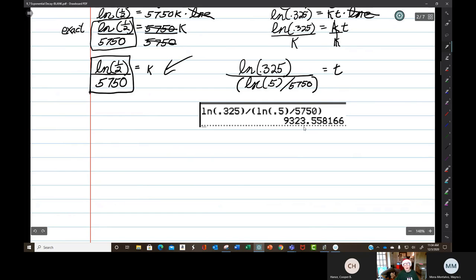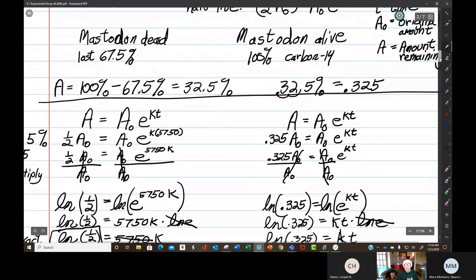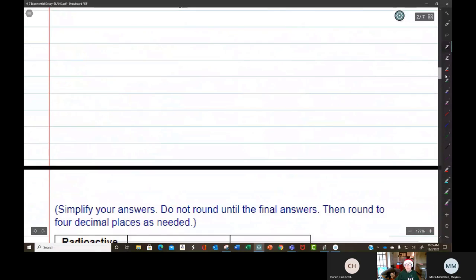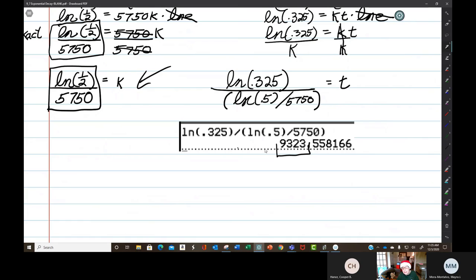All right. Now we go up here and we see if they actually told us how many places to round. The answer is to round to the nearest integer, whole number. So we're going to look on the left side of the decimal. This is the nearest integer. Now I look over to the right to the five, and so that will give us 9,324. Yes, it will.